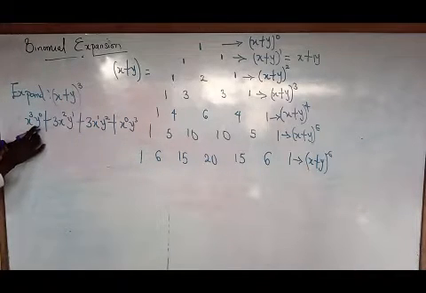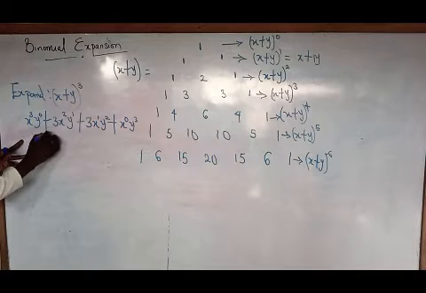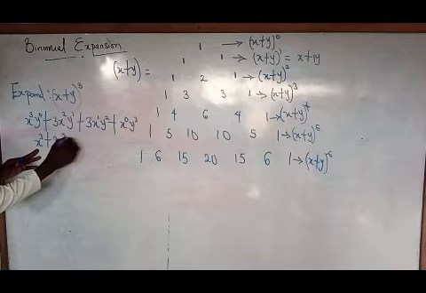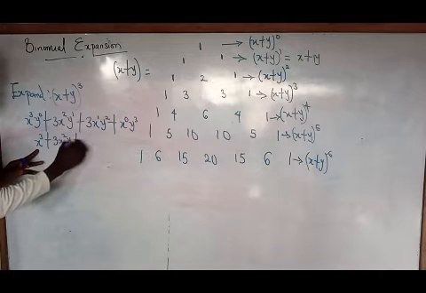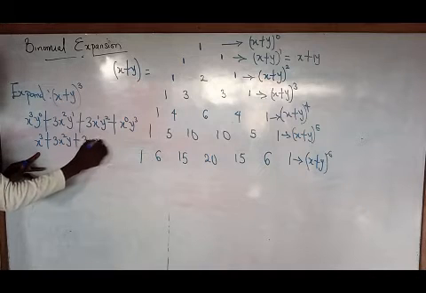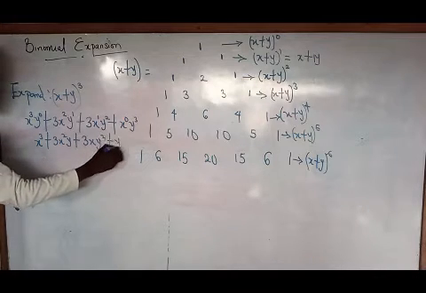Y raised to power 0 is 1, so that will be x cubed plus 3x squared. Y raised to power 1 is y, plus 3x (x raised to power 1 is x), then that's y squared plus y raised to power 3.